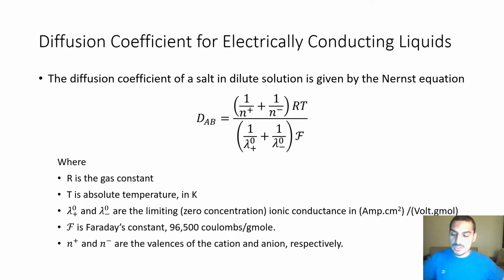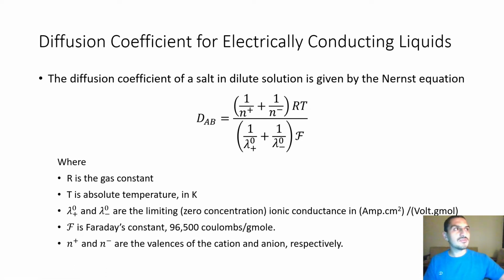And this equation states that the diffusion coefficient is a function of RT, and T is the temperature, of course. F is the Faraday constant. It's a very well-known constant, and it's a function of the n plus, n minus, and lambda plus node and lambda minus node. N plus and N minus are the valencies of the cation and anion.